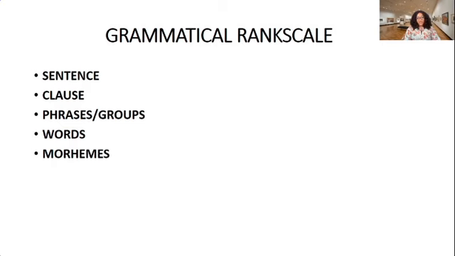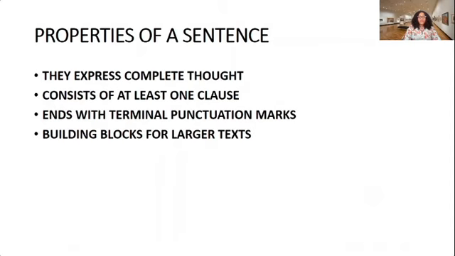All these units are related in the sense that words are made up of morphemes, phrases and groups are made up of words, clauses are made up of groups and phrases, and then of course we have the sentence, which is made up of at least a clause. So remember, we're talking about the English sentence today, so let's focus on that.